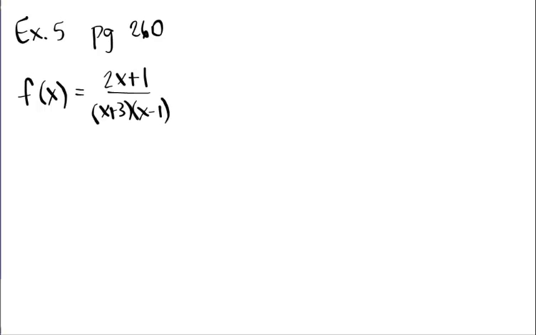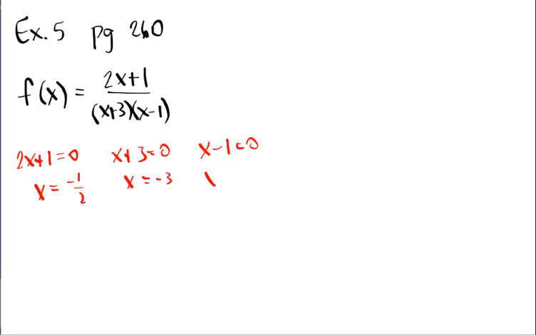And what we're going to do is we're still just going to look at the zeros of each piece. We want to know where 2x plus 1 is 0. We want to know where x plus 3 is 0. We want to know where x minus 1 is 0. And this is going to be at negative 1/2. This is going to be at negative 3. And this is going to be at 1. And then we're just going to make a sign chart with those guys. So we want to have our 3 zeros here.